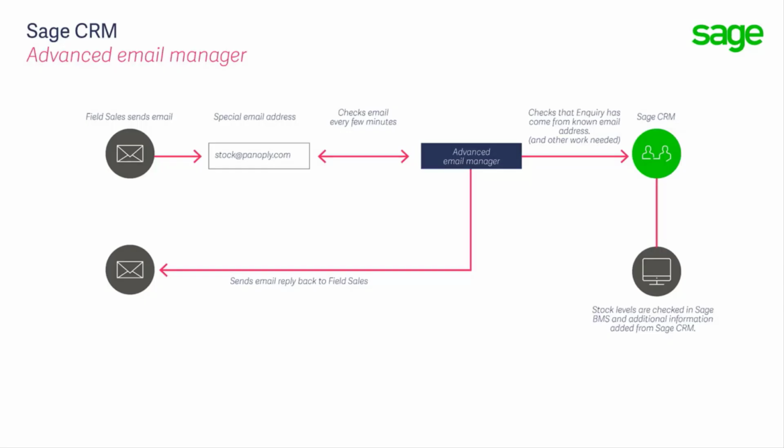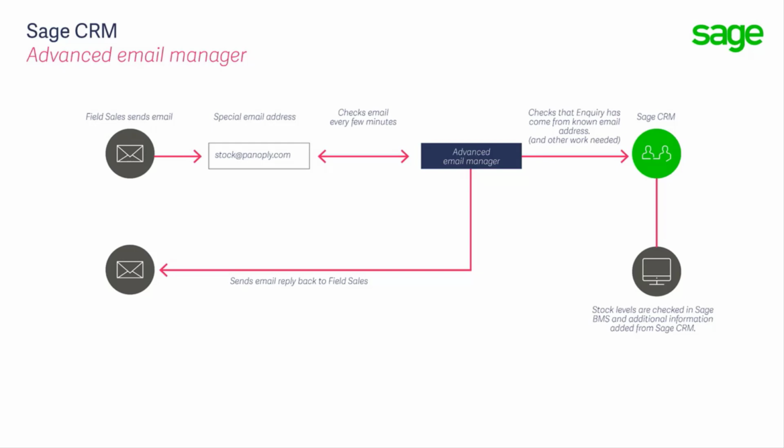But here she is. She's waiting in reception to meet a customer, and she's just sent an email. What she's done is send an email to an automated system managed by CRM to check the status of stock. So the email address went to stock@panoplytech.com.